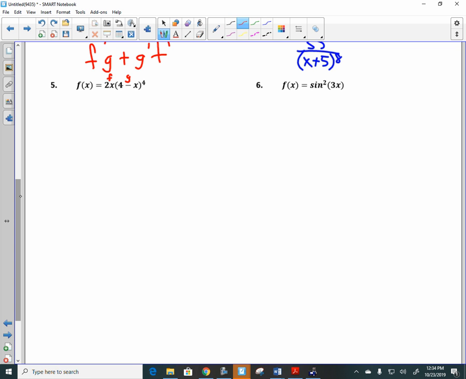Sine squared of 3x. Think about your order of operations. You plug in something for x. What do you do? Multiply by 3. After you multiply by 3, what do you do? You take the sine of it. After you take the sine of it, then you square it. So this is the same thing as sine of 3x quantity squared. That's what this means. Those mean the same thing. So what's the last thing you do? You square it. Therefore, the beginning of our structure will be the chain rule.